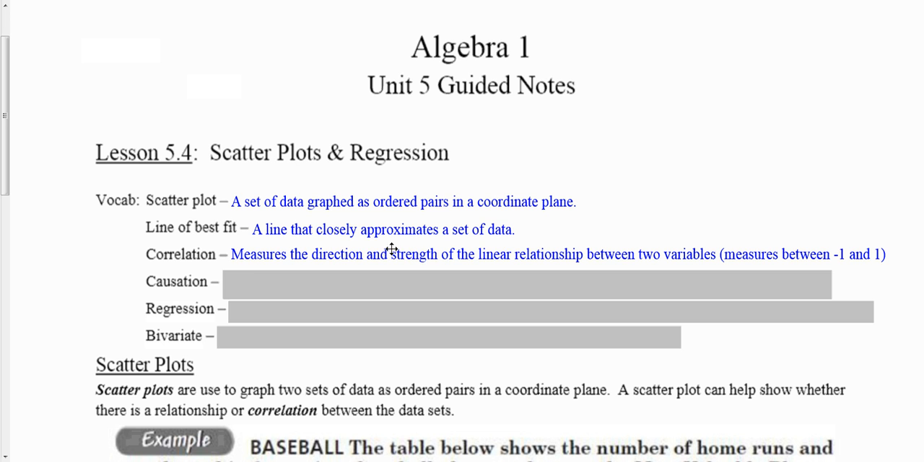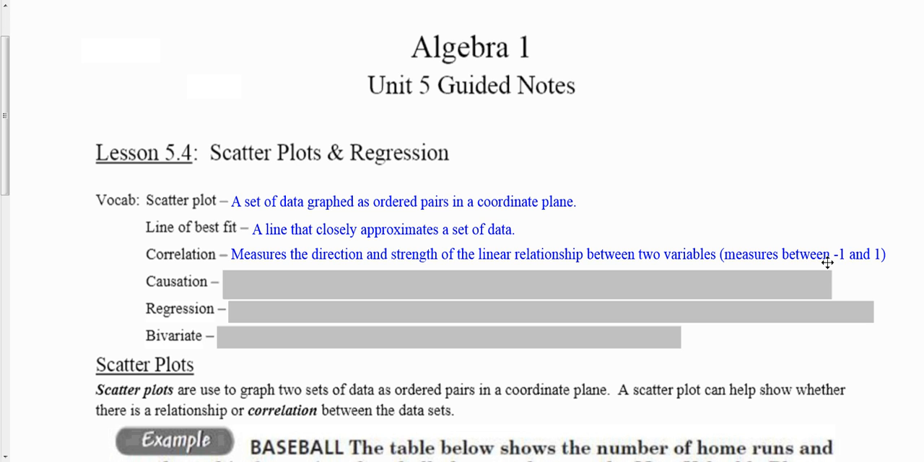Correlation measures the direction and strength of the linear relationship between two variables. It measures between -1 and 1. Now, if it's a -1, that means it's going to be going downward. So it has kind of a negative slope. If it's +1, it has a positive slope.